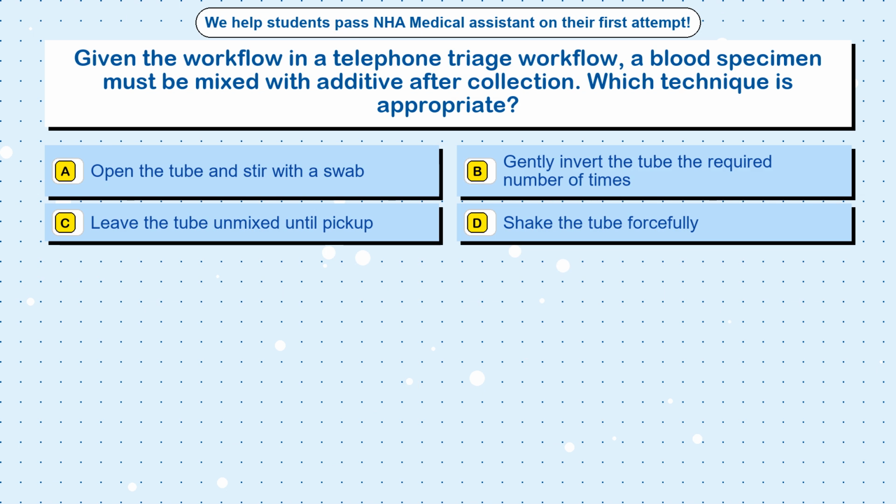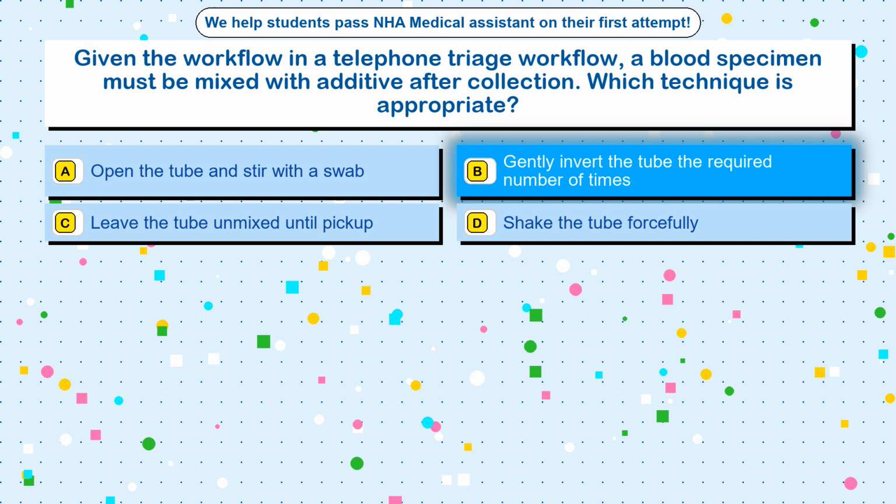Question 89. Given the workflow in a telephone triage workflow, a blood specimen must be mixed with additive after collection. Which technique is appropriate? Option A. Open the tube and stir with a swab. Option B. Gently invert the tube the required number of times. Option C. Leave the tube unmixed until pickup. Option D. Shake the tube forcefully. The correct answer is option B. Gently invert the tube the required number of times.